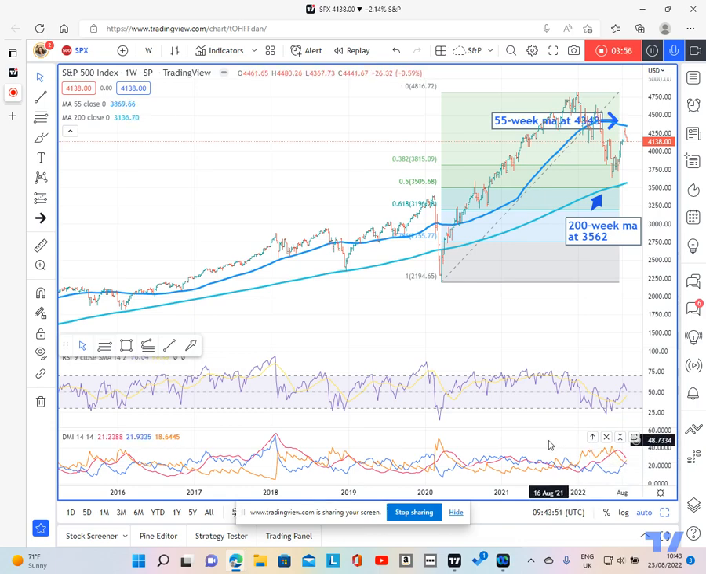So one more time, the most important factor for us on this chart is going to be the price action around the 200-week moving average. This is going to be critical, we suspect, for the long-term trend.